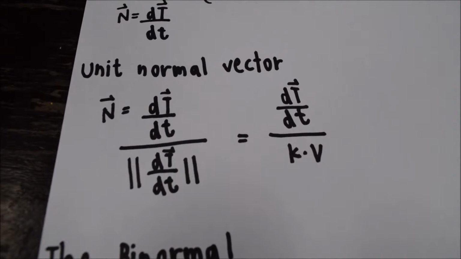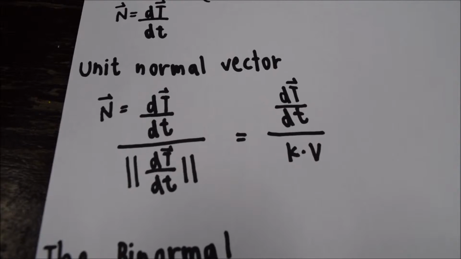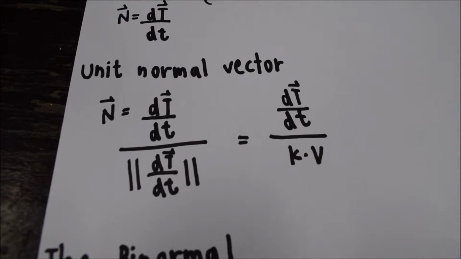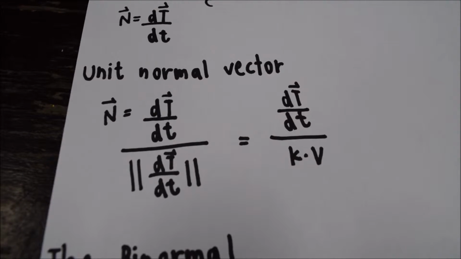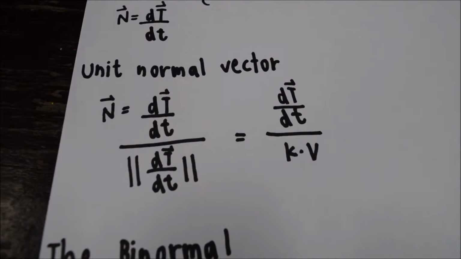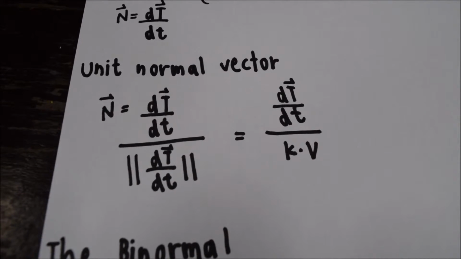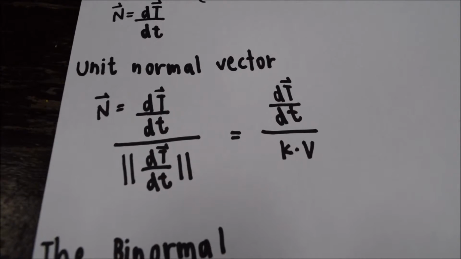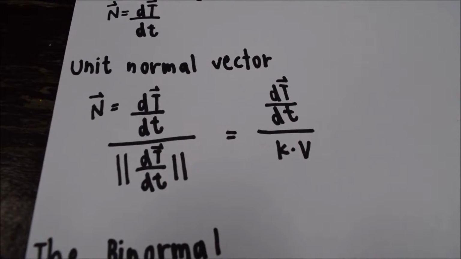And if we recall that k is equal to the size of the derivative of the tangent vector with respect to time t, times the speed. So the unit normal vector is equal to the derivative of the tangent vector with respect to time t divided by kv. That k is the curvature and v is the speed.